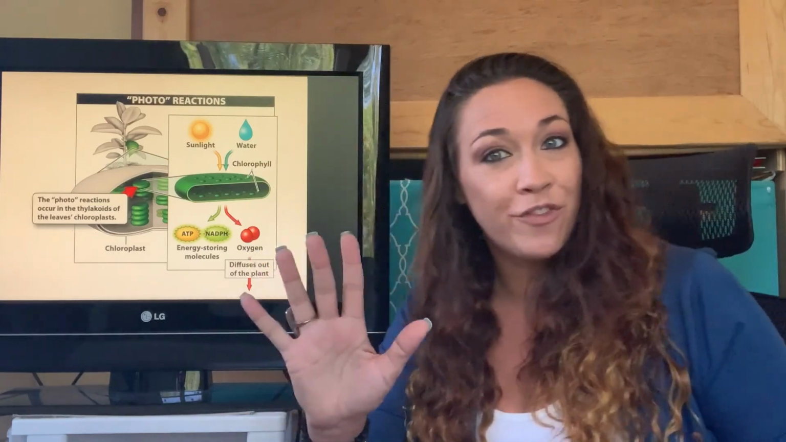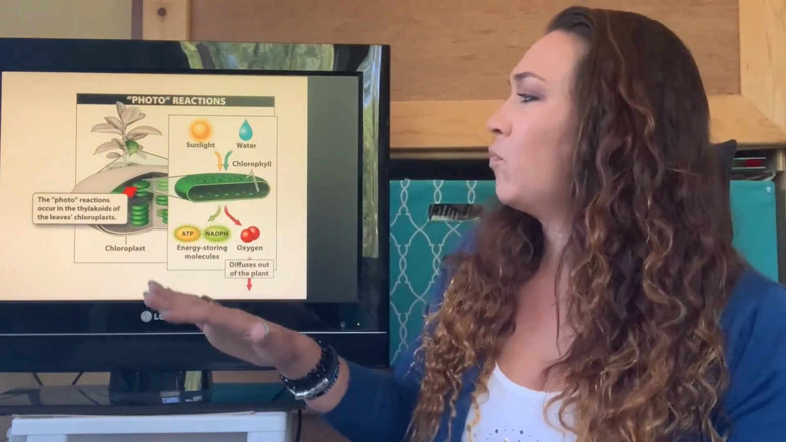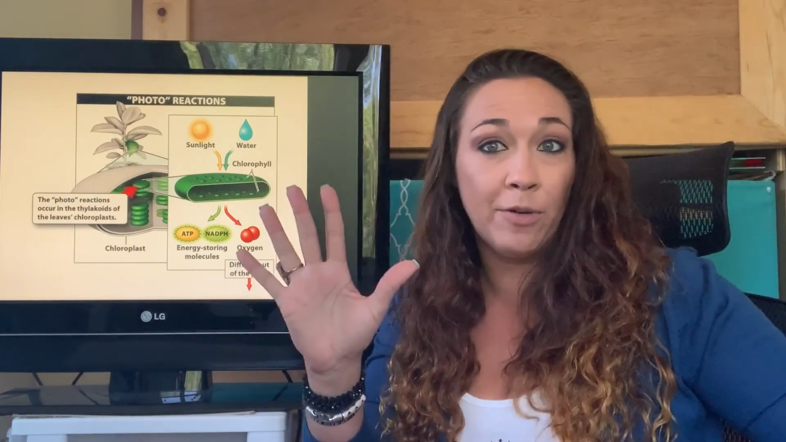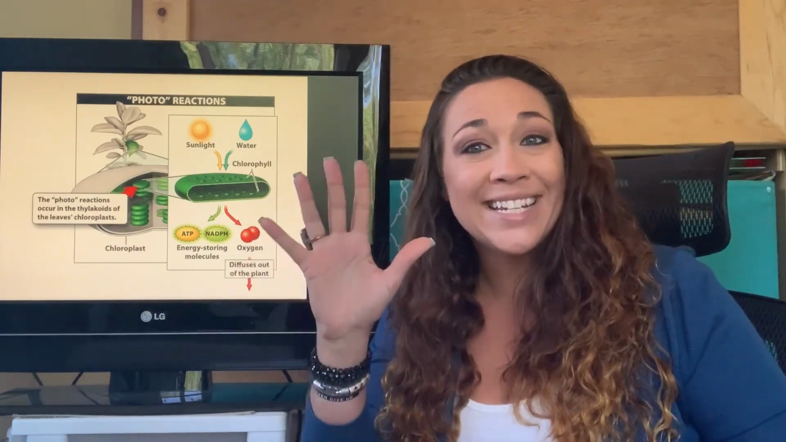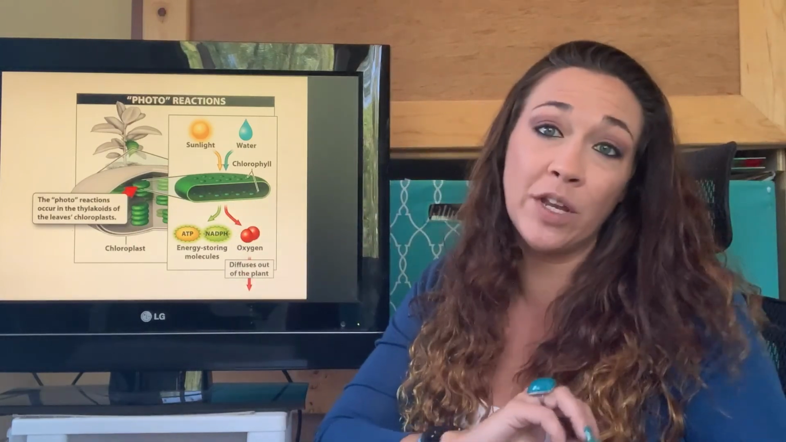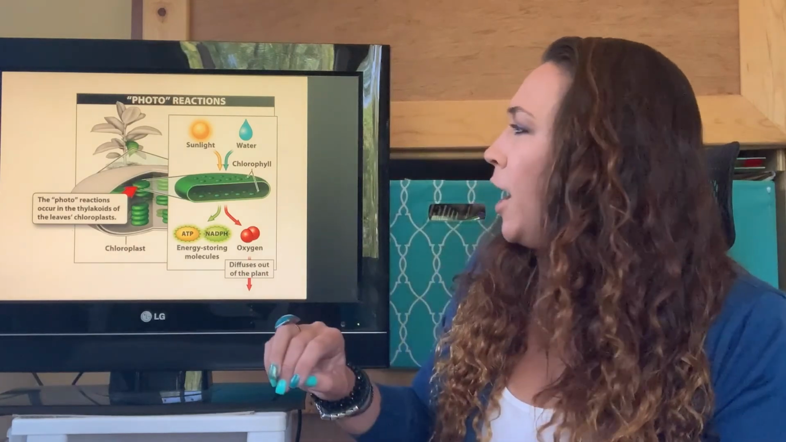Okay, so let's start with the photoreaction. Let's start with the light reaction. So what we have right here is step one, the photoreaction. Remember, there's two parts. There's the light reaction and the dark reaction, or the light-dependent reaction and the light-independent reaction. You'll hear them both. In fact, we're going to watch a video at the end of this lecture, and I think he says light and dark reactions.